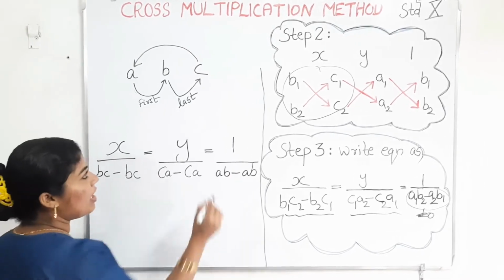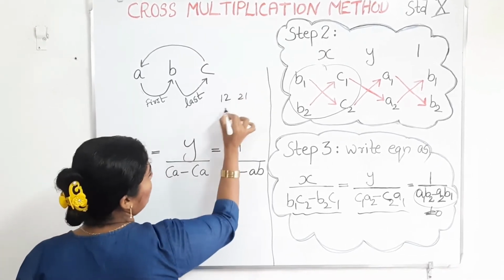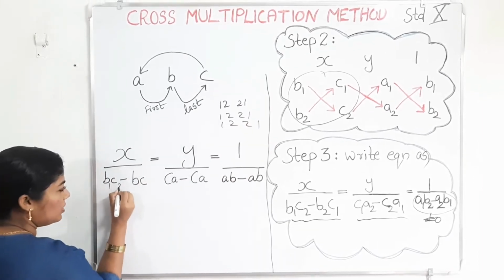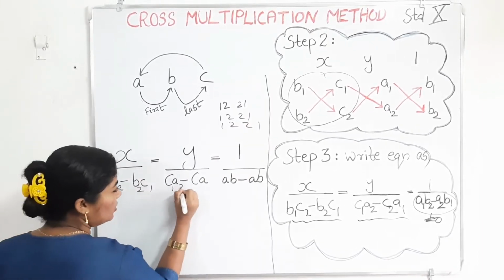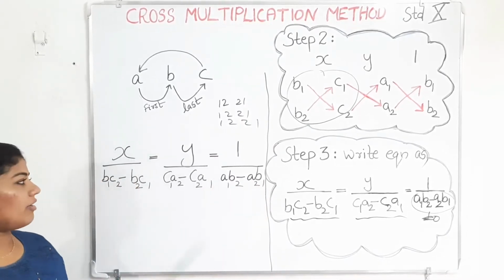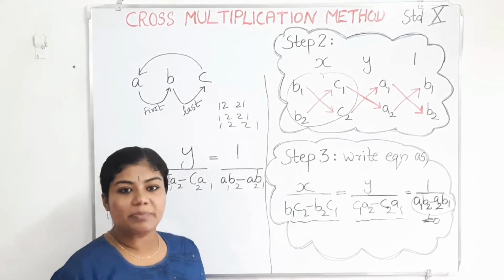Then we just remember one more thing. 1, 2, 2, 1, 1, 2, 2, 1, 1, 2, 2, 1. So here we give 1, 2, 2, 1 under each pair. Now you just check this with your step 3.